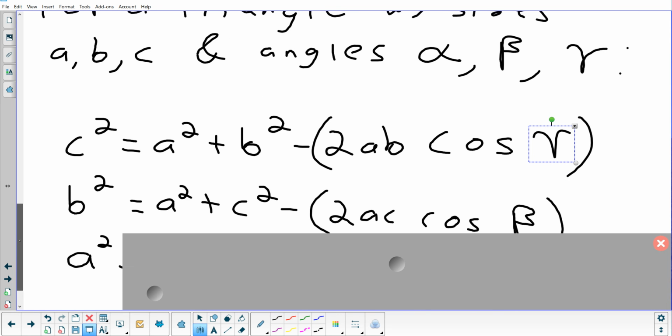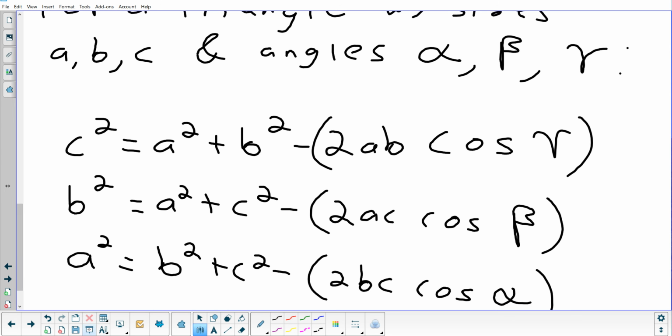All right, and you could also do it starting with A squared. A squared equals B squared plus C squared minus 2BC cosine alpha. And I mean, we could write this 20 more ways. X squared equals Y squared plus Z squared minus 2YZ. You can write it whatever three letters you use. You can just keep writing it different ways. But the important thing is the pattern. Okay, so you want to remember the pattern.